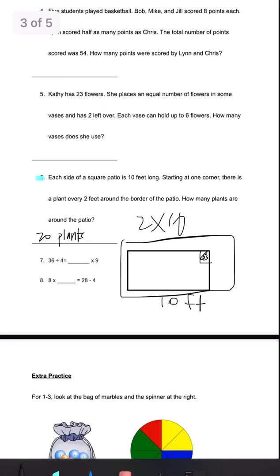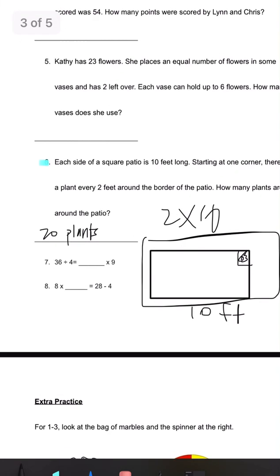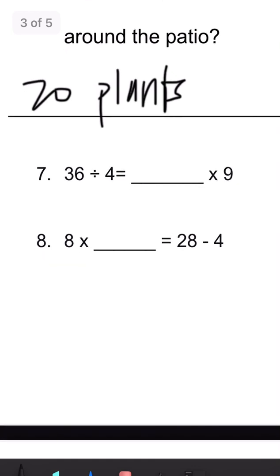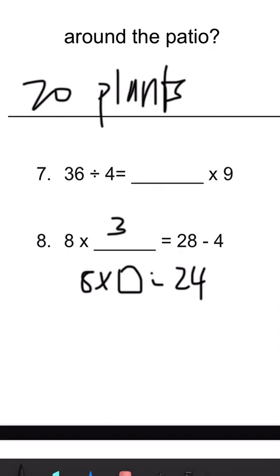Okay. Let's actually solve number 8 as well. We have 8 times blank equals 28 minus 4. So let's solve the right side. 28 minus 4 is 24. 8 times what equals 24? We know that this is 3.